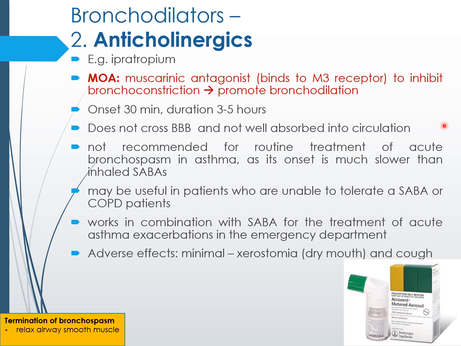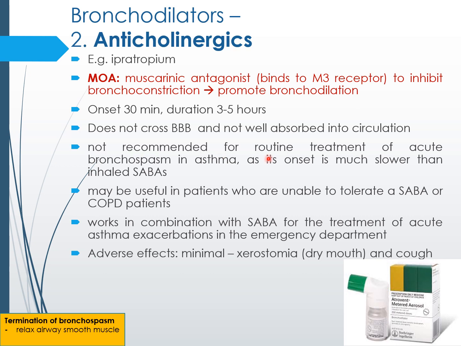Okay, the next drug that is also under bronchodilators is anticholinergics. Example, ipratropium. The mechanism of action for this drug: it inhibits the M2 receptors on the airway. Therefore, when it inhibits the muscarinic receptor, it inhibits bronchoconstriction, and therefore it promotes bronchodilation. This is the pharmacokinetic information about the drug. Onset 30 minutes, duration about 3 to 5 hours.